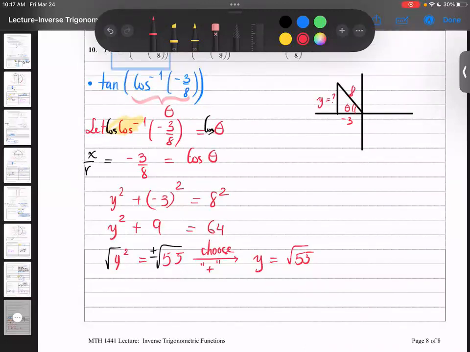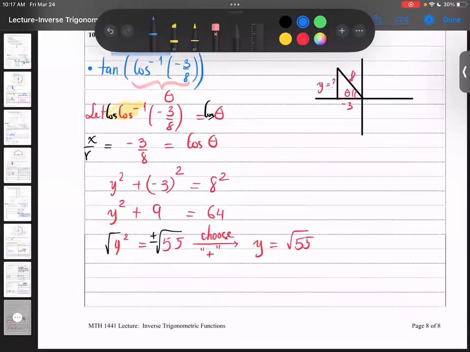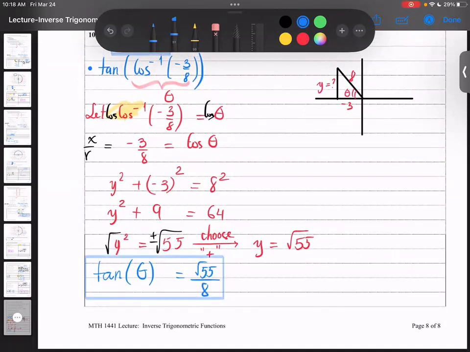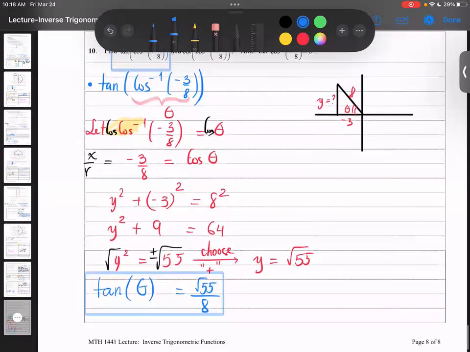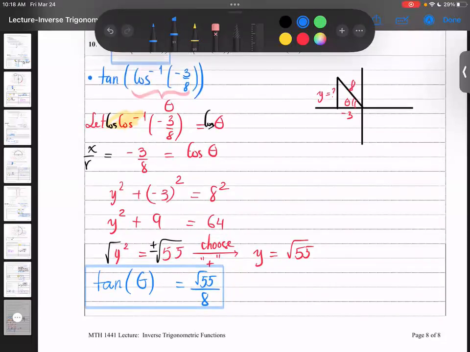Now, all I have to do is find the tangent of theta. That's my answer because I let that inside equal to theta, right? So I have to find the tangent of theta by looking at the triangle. Tangent is what over what? Yeah, opposite over adjacent. Opposite is root 55 over 8, and we're done. Oh, sorry about that, thank you. Over negative 3. Thank you very much.